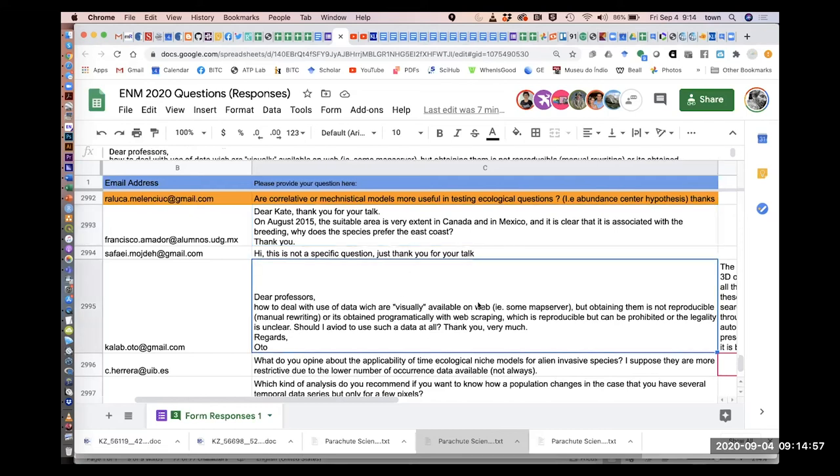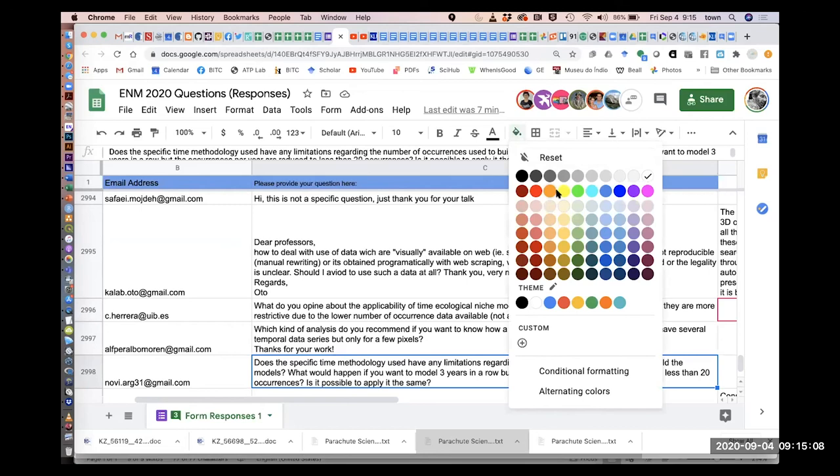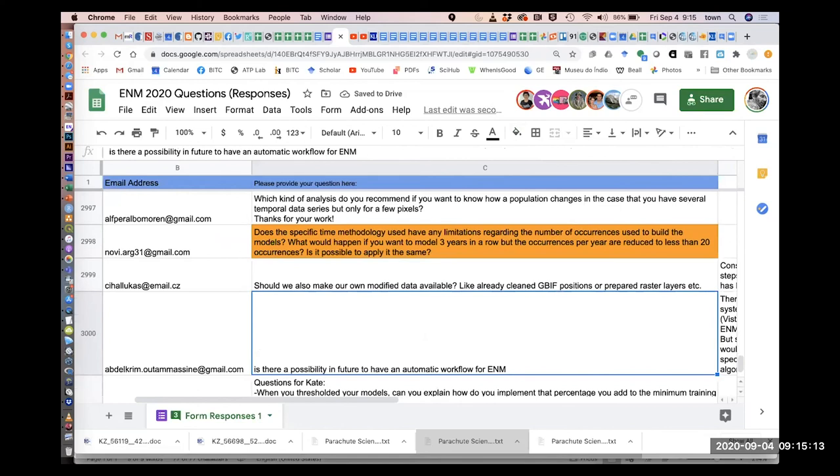Any other questions that you guys can pick out? I have a question, but it's not for me. It's for either Luis or Maria. Is there a possibility in the future to have an automatic workflow for ENM? Who would like to comment on that? Is there a possibility of an automated workflow for niche modeling?